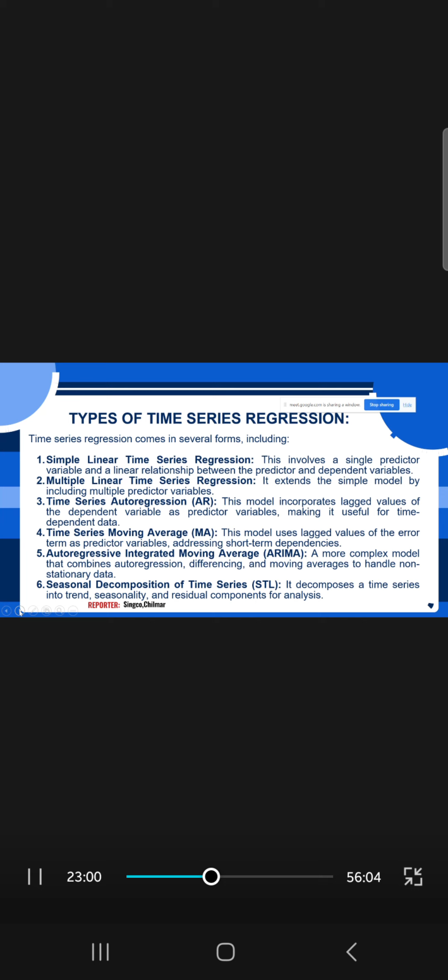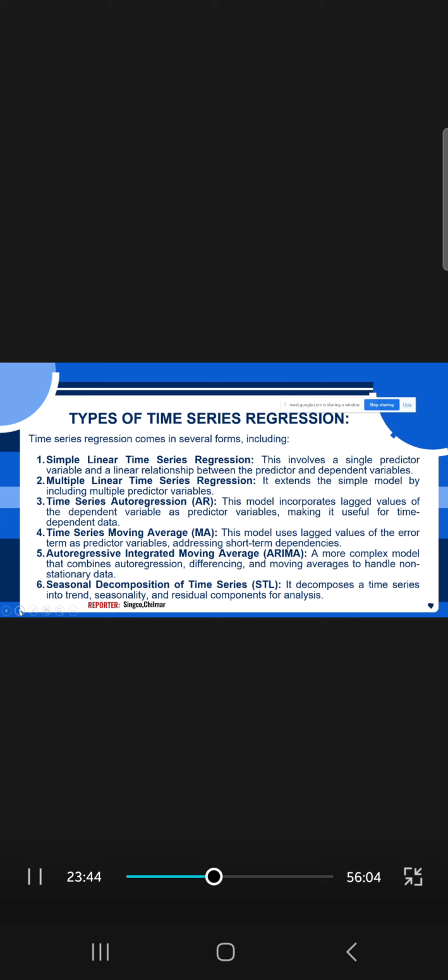So first, we're talking about the simple linear time series regression. This involves a single predictor variable and a linear relationship between the predictor and the dependent variable. So a simple linear time series regression is a statistical technique used to model the relationship between two variables over time. These two variables are referred to as the dependent variable, the variable we are trying to predict, and the independent variable, the variable that we think is influencing the dependent variable.